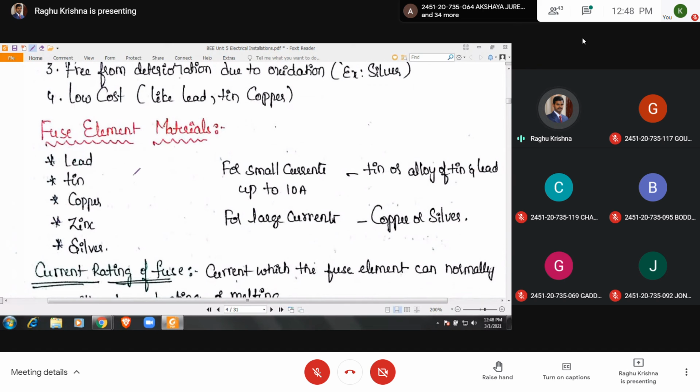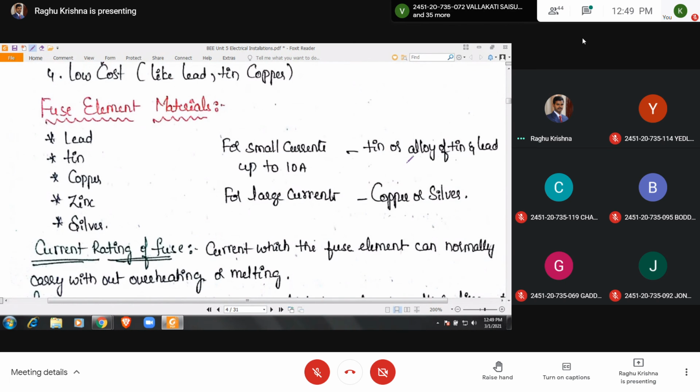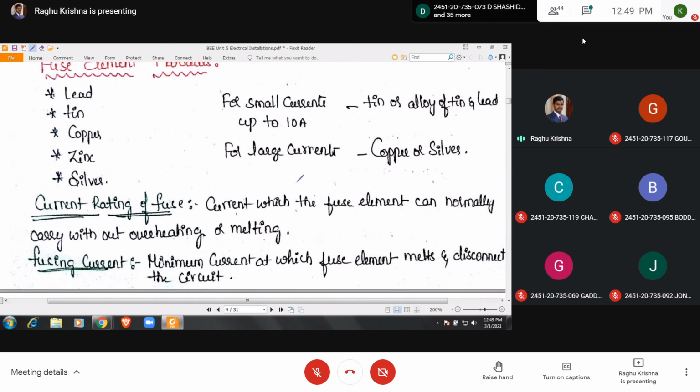So fuse element materials: lead, tin, copper. For small currents up to 10 amperes, we can use tin or an alloy of tin and lead, or tinned copper. Next, for large currents, copper or silver. Copper means tinned copper. So for low currents you can use an alloy of tin and lead. For large currents, we can use tinned copper or silver.